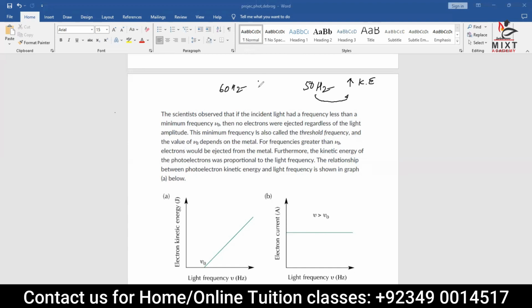Still, the kinetic energy provided to the electrons is not enough to actually knock them out from the surface. As soon as I provide 70 hertz, I have seen that at constant amplitude, electrons start moving into the circuit in the form of electricity. Then what did I see? I see that at 70 this thing happens.